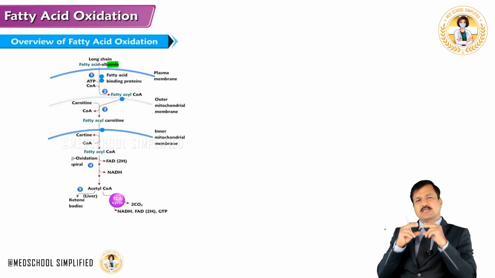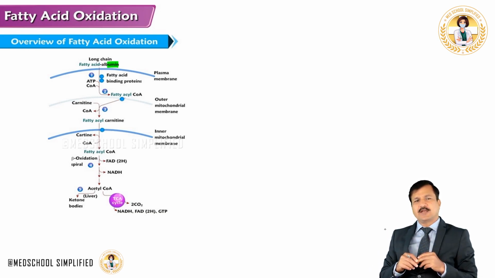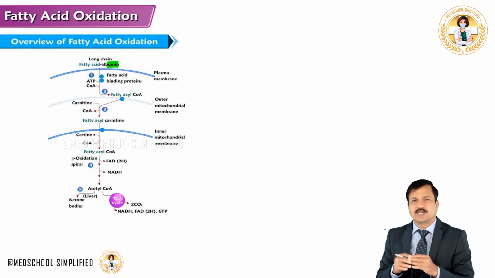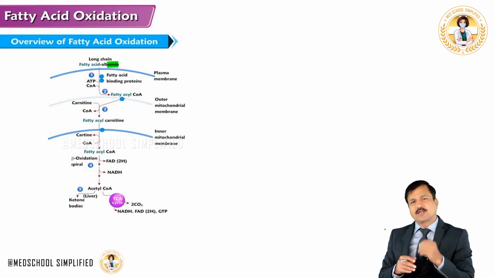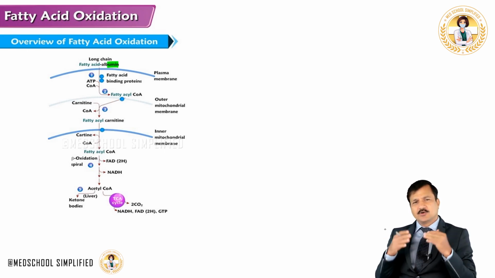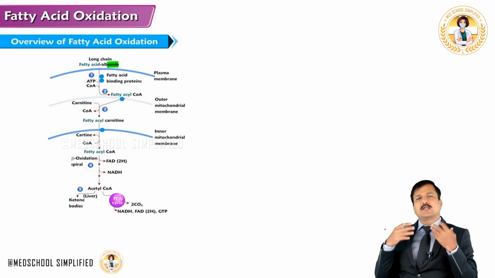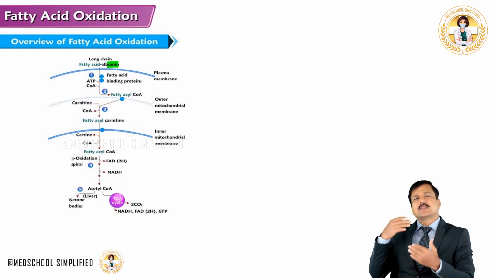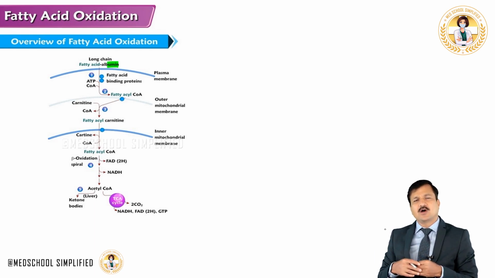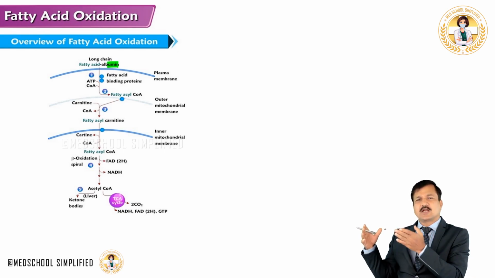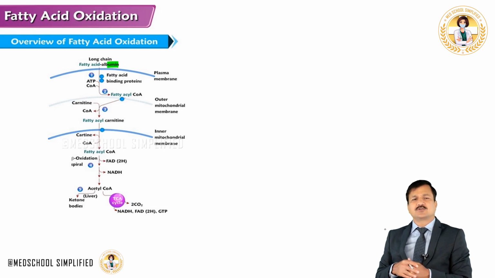Now, once your fatty acyl-CoA is inside the mitochondrial matrix, it will undergo beta oxidation, meaning a beta carbon in a fatty acid will undergo oxidation. During this process of beta oxidation, there will be release of FADH2, NADH plus H+, and an acetyl-CoA molecule. In each beta oxidation spiral, these molecules will be released, and depending on the number of carbons in a fatty acid, there will be multiple beta oxidation spirals to completely oxidize a fatty acid into acetyl-CoAs, while releasing NADH and FADH2 molecules.